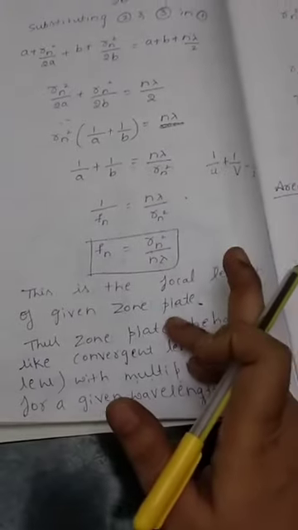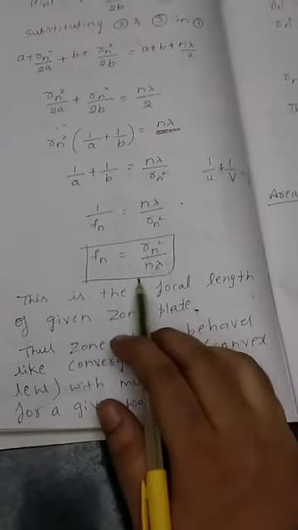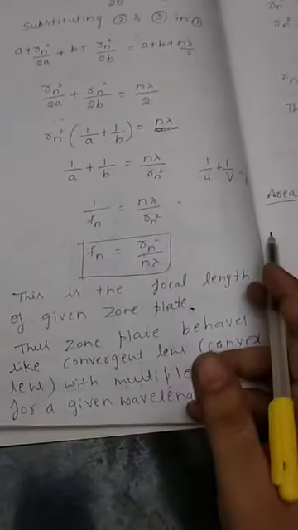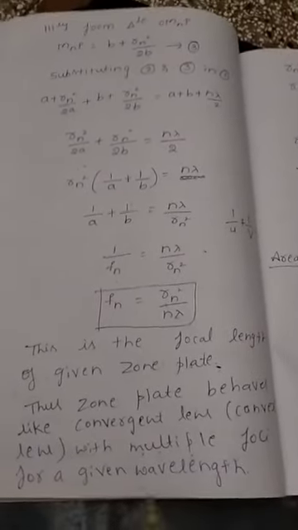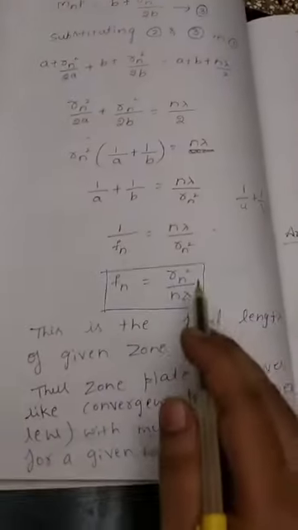You know that a convex lens has only one focal length for a given lens, but this optical device, the zone plate, is different; it has multiple foci corresponding to the different zones. So this is the expression for the focal length of the given zone plate, and thus the zone plate also behaves like a convergent lens, that is a convex lens, but the only difference is that it has multiple foci. Instead of a single focal length or single focal point, it has different or multiple foci for a given wavelength lambda. So this is the construction and working of the zone plate.